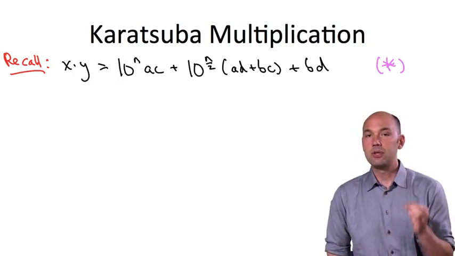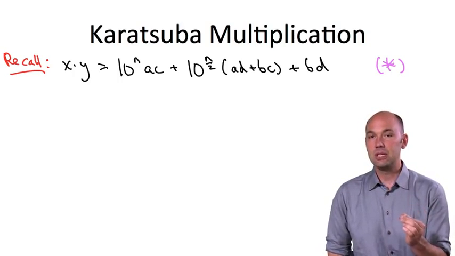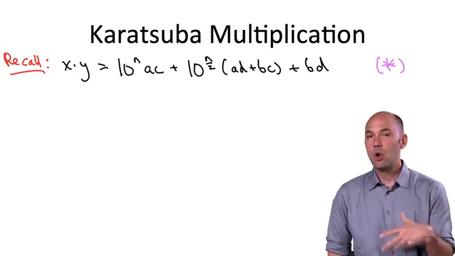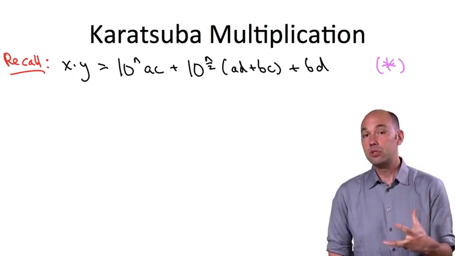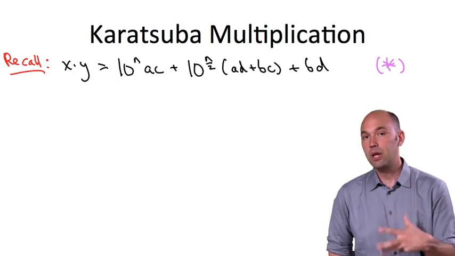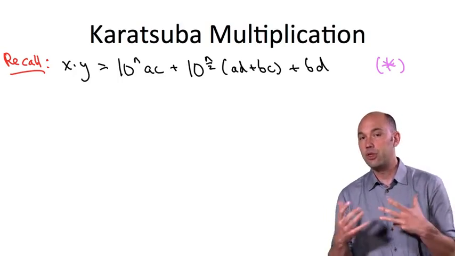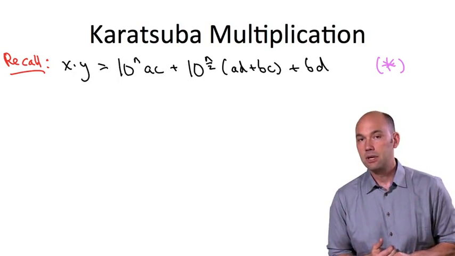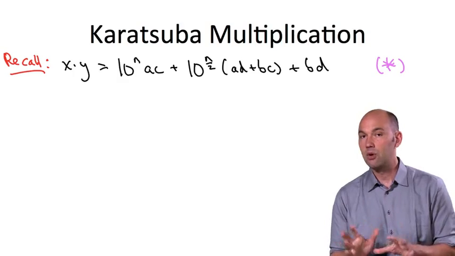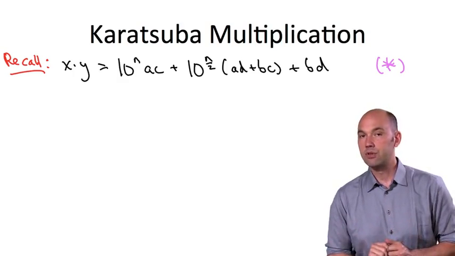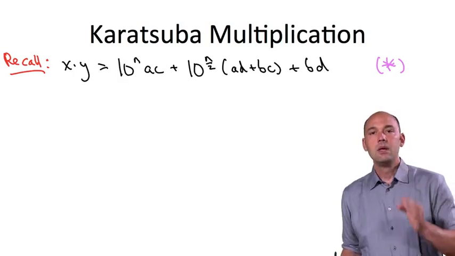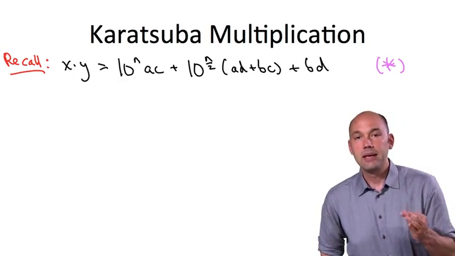We care about the numbers AD and BC not per se, but only in as much as we care about their sum, AD plus BC. So this motivates the question, if there's only 3 quantities that we care about, can we get away with only 3 rather than 4 recursive calls? It turns out that we can, and here's how we do it.